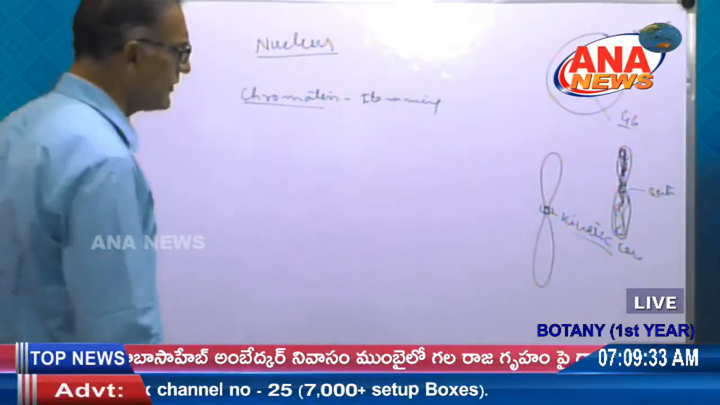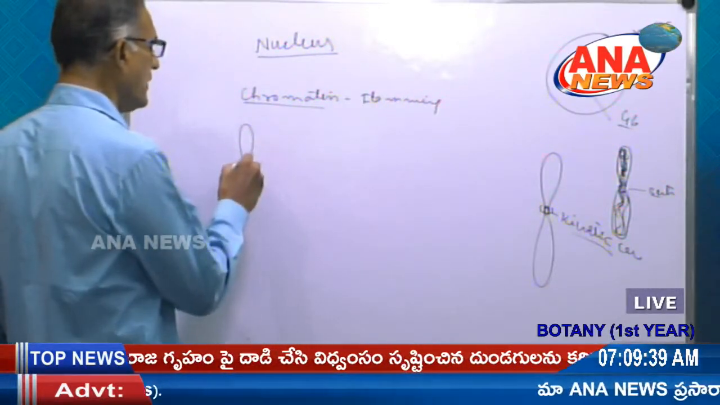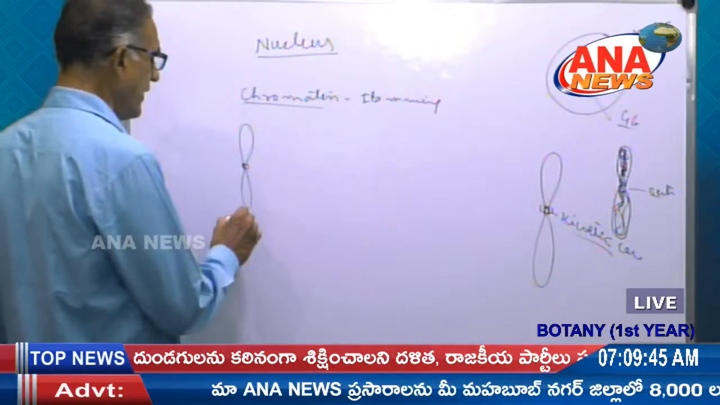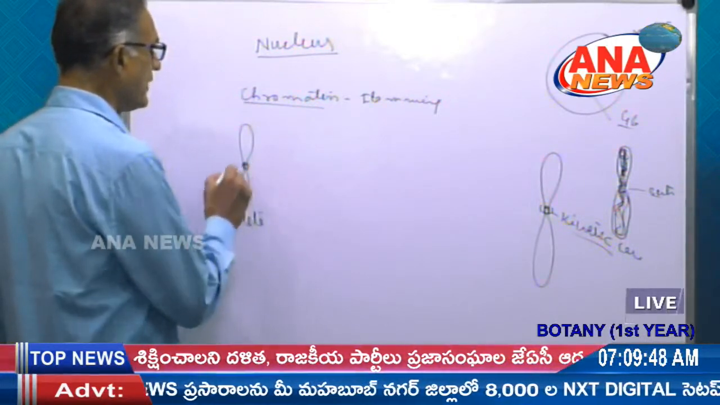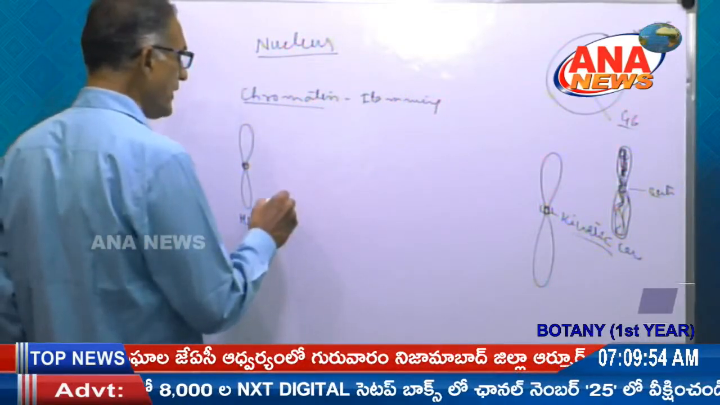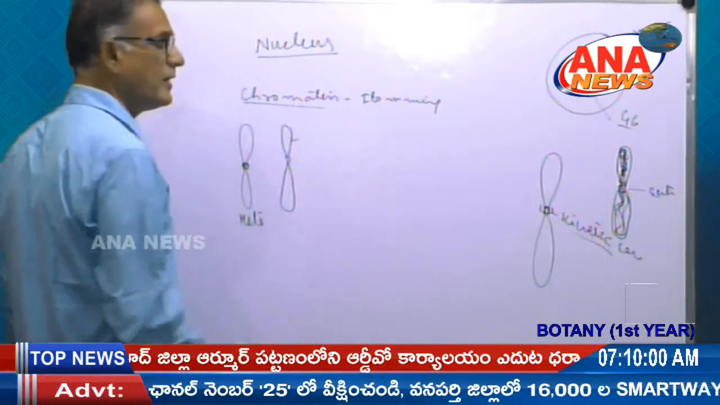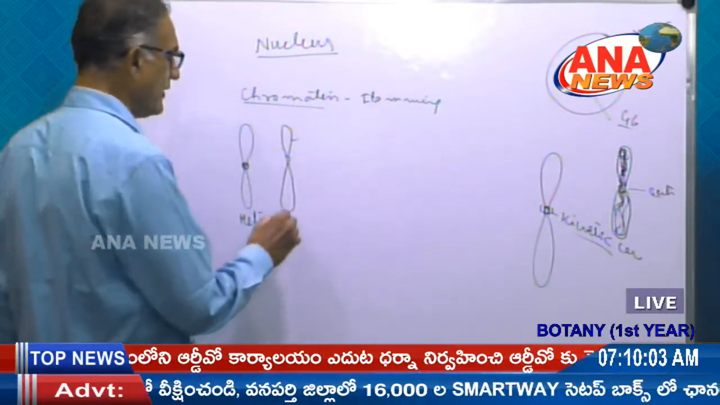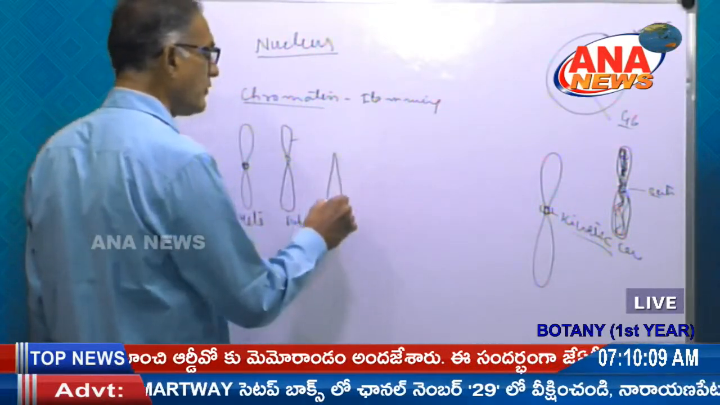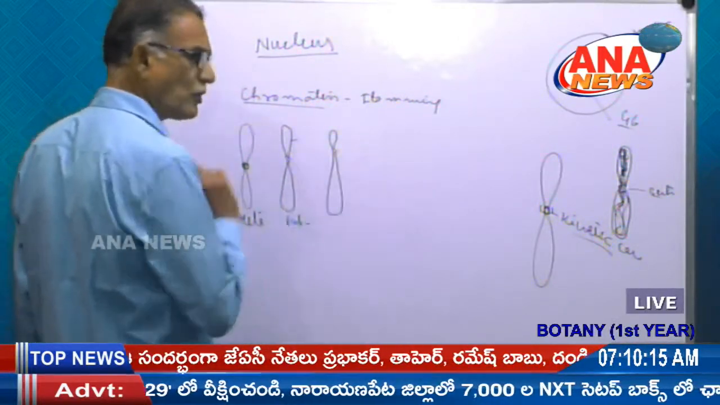Based on the position of the centromere, the chromosomes are classified into 4 types. First, metacentric: when the centromere is exactly at the center, the two arms are equal. Then submetacentric: the centromere is slightly away from the center, so one arm is short and the other is long. Then acrocentric: the centromere is very near to one end, so there is a very short arm and a long arm.